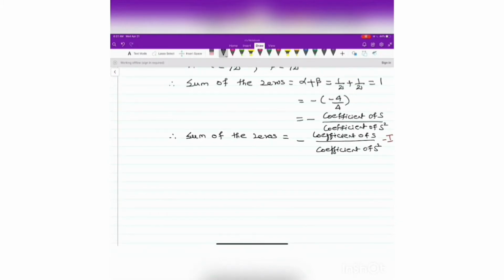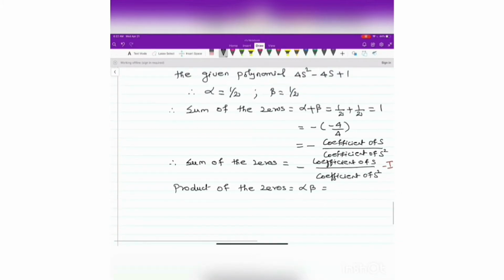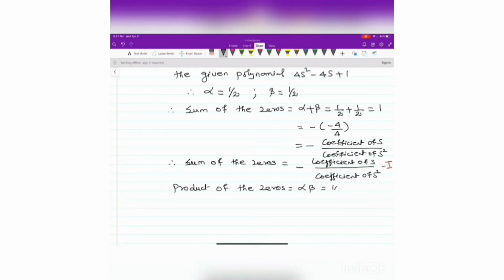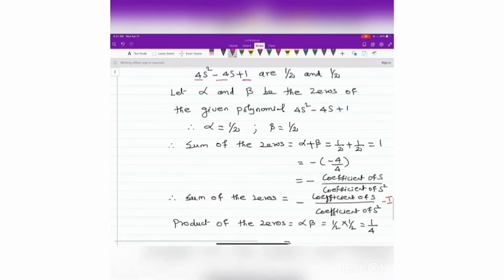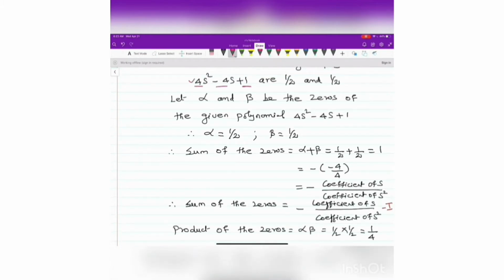Okay. What will happen to the product of the zeros? Product of the zeros is equal to alpha into beta, which is equal to alpha is 1 by 2 into beta is 1 by 2. I am getting 1 by 4. What is 1? If you see here in the given polynomial, 1 is the constant term. What is 4? 4 is the coefficient of s square.